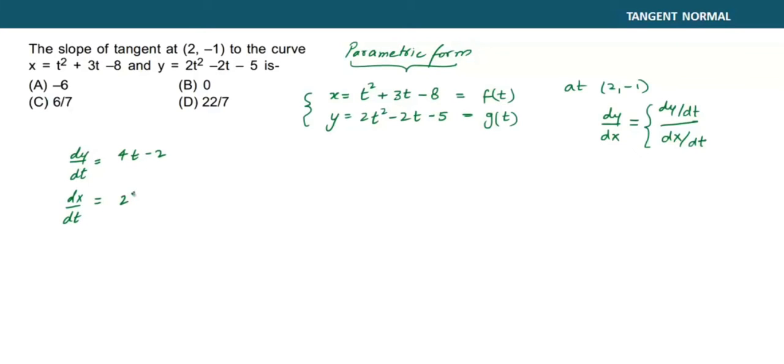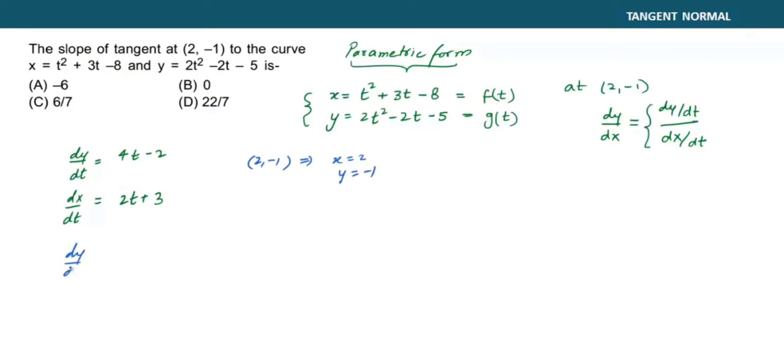So dx by dt will be 2t plus 3. But the problem is that you wanted to find this at the point 2, minus 1. So when I say 2, minus 1, what are these values? This implies that x is equal to 2 and y is equal to minus 1.